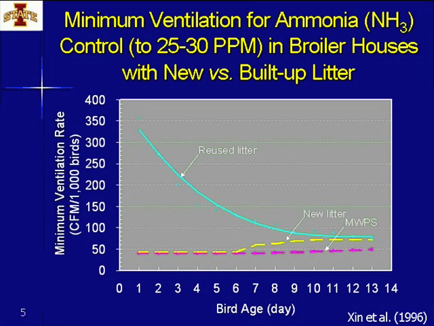This just demonstrates the minimum ventilation requirement for ammonia control to keep it at 25 to 30 ppm in the broiler house with built-up litter versus the new litter. The light blue line is the reused litter or the built-up litter. You can see during the 10-day brooding period how much more ventilation is required for us to achieve the target ammonia concentration of 25 to 30 ppm.